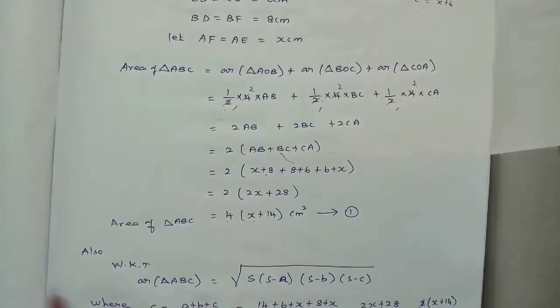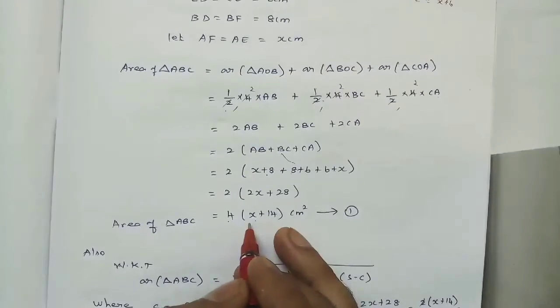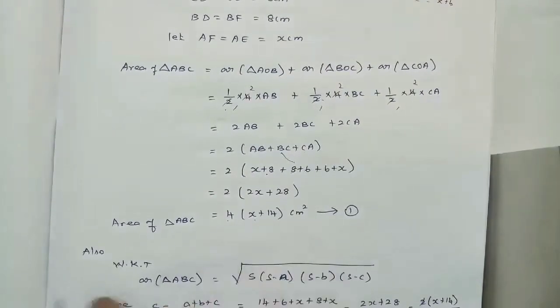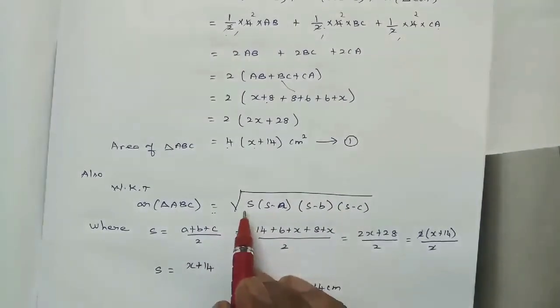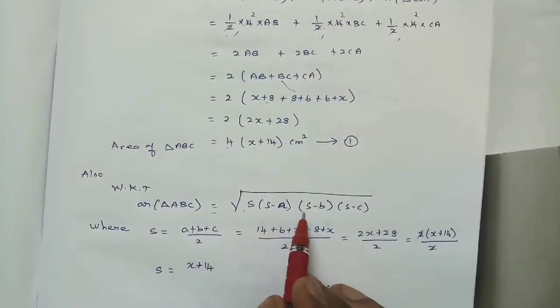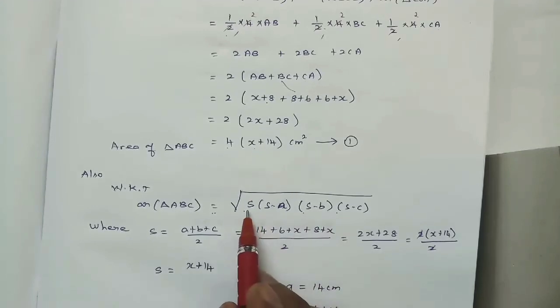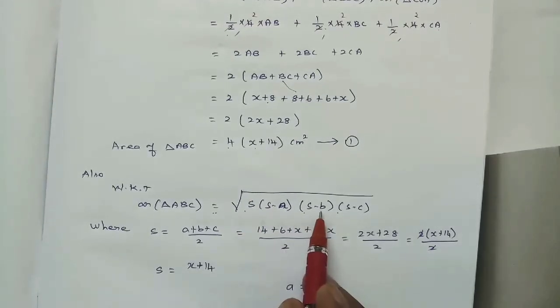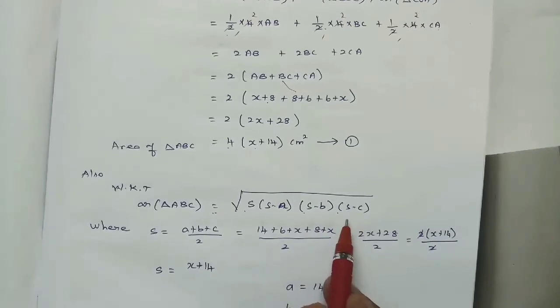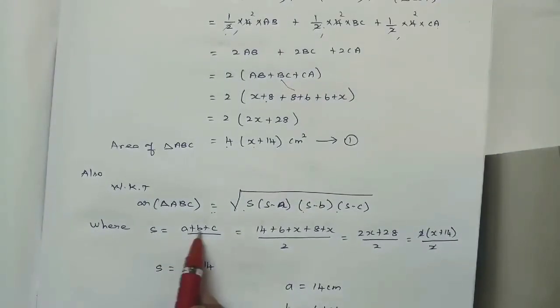By equating that, we will get the value of x. By using that method only, I am just going to find it. Also, we know that the area of triangle ABC is equal to the square root of S into S minus A into S minus B into S minus C, right? S is the semi-perimeter of the triangle, A is one side, B is another side, C is the third side, where S is equal to A plus B plus C by 2.